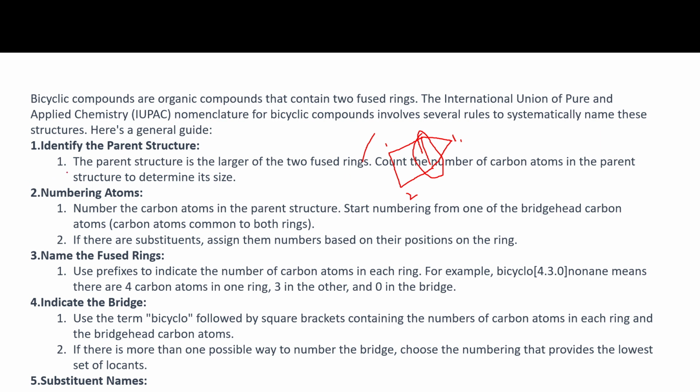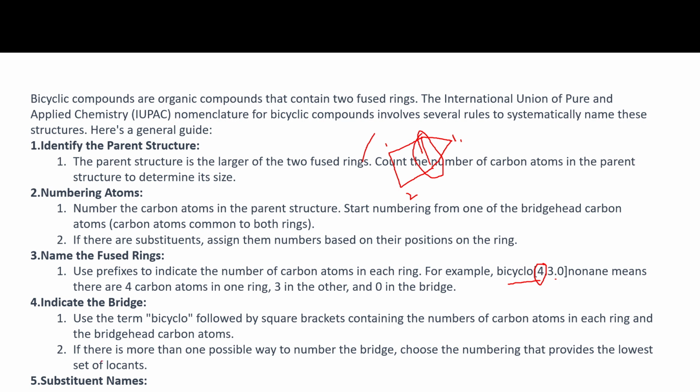For bicyclo there are some rules given here. The parent structure is the larger of the two fused rings. Count the number of carbon atoms present in the structure, determine its size, then the number of atoms present in both rings. Then the name will be like bicyclo in square brackets. If there are four carbon atoms present in one ring, it will be 4, 3, 0. So the total number of carbon atoms is 4, 3, and 2, that is nonane. Like that we have to number.